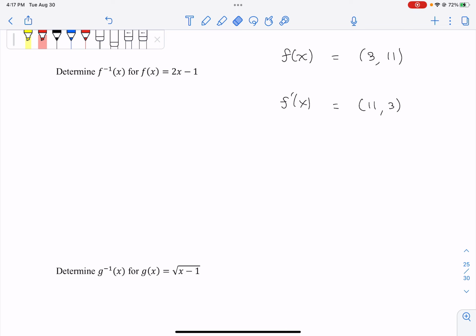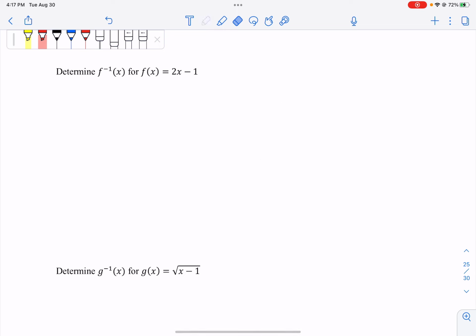Now, it's really easy to find points of an inverse. So if I give you a point (1, 20), give me the inverse of that point. That's going to be (20, 1). But the hard part is to find an actual function where you can get an inverse all the time.